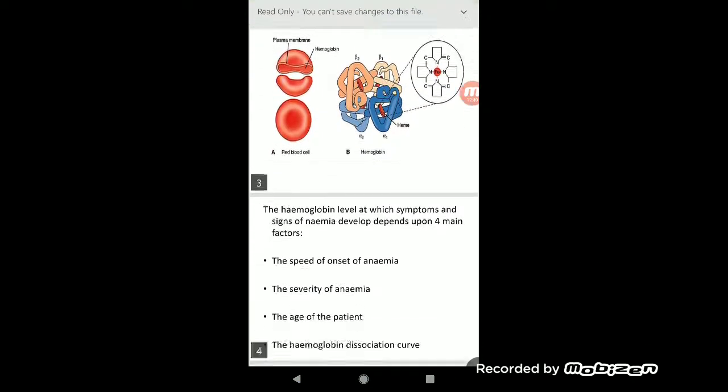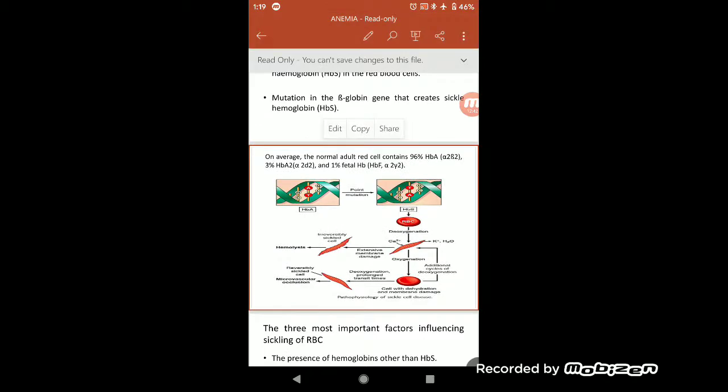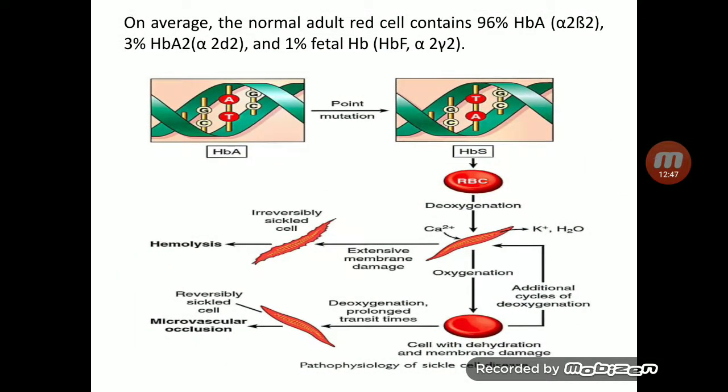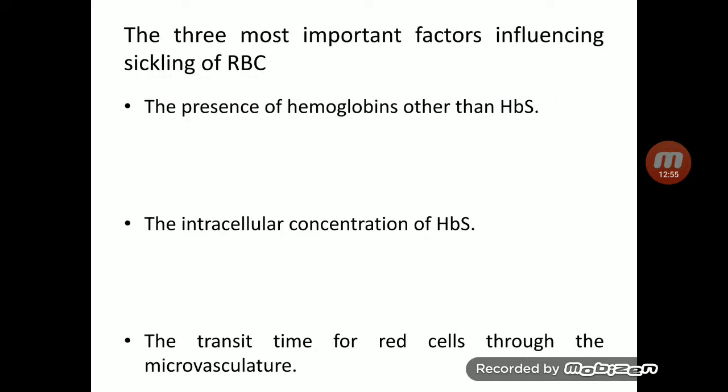Okay, they break off. So this is what happens in case of sickle cell anemia. Now there are three most important factors which affect sickling of your RBC.